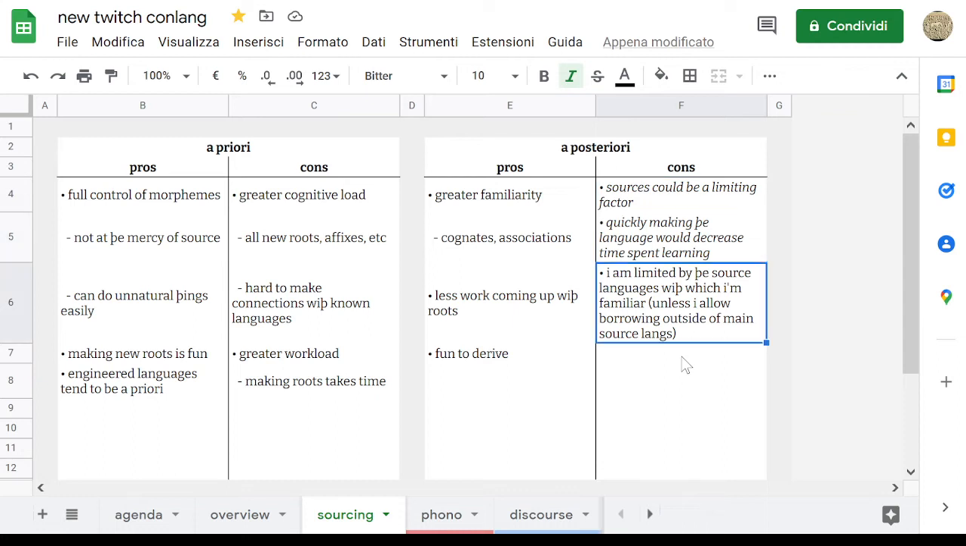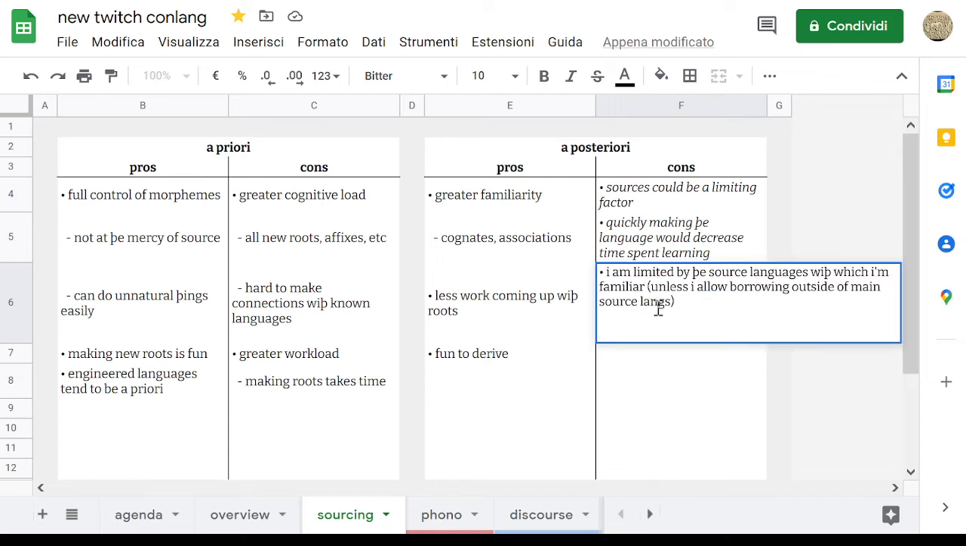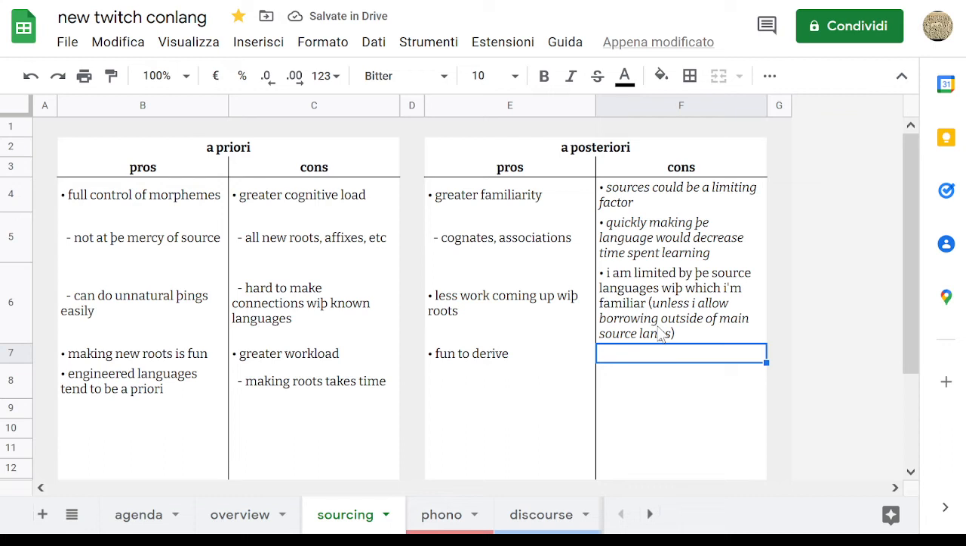Now, again, I'm still not sure. I honestly still don't know which would be the better thing to do with this language, because it is an engineered goal. I do have the goal of engineering it to be suited to these topics.